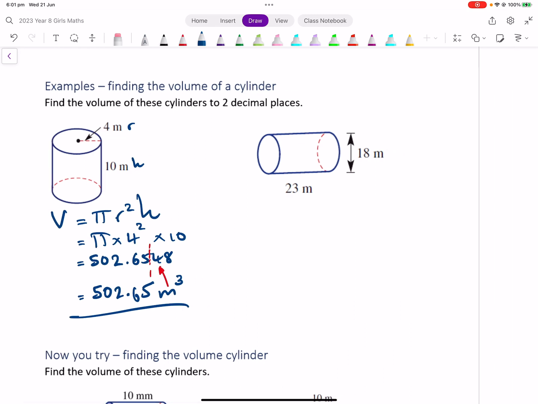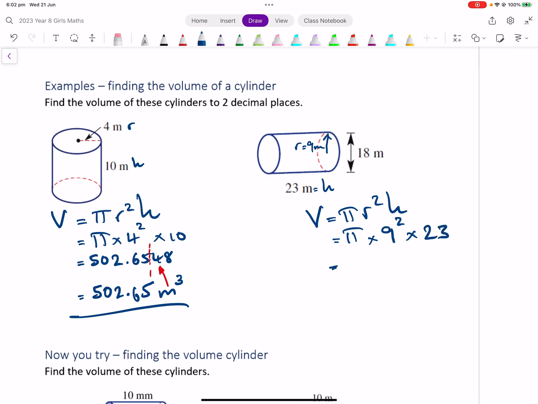All right. Here's another tricky one. So we're going to start with formula, substitute, answer. But before I do, I'm just going to work out if that distance there is 18. I reckon that's 2 radius. I think that's a diameter. So I reckon the radius is going to be half that. And half of 18 equals 9 metres. Yeah? And I reckon this guy here is the height of my prism. He's just lying on his side. So volume equals pi r squared h equals pi times 9 squared times 23.